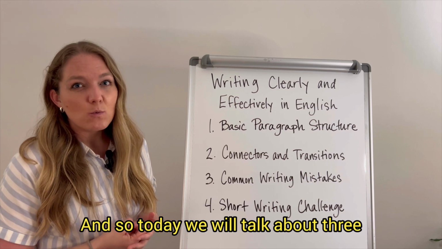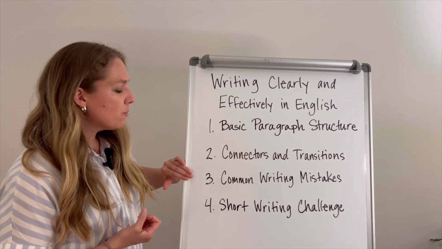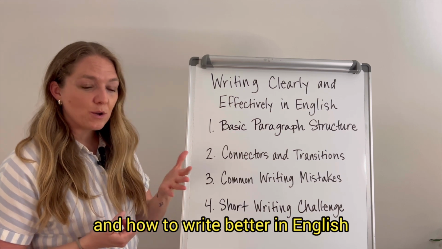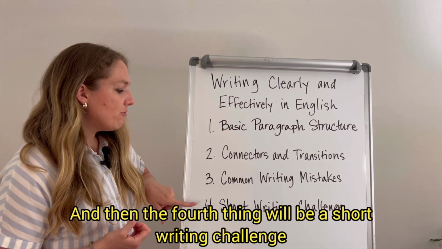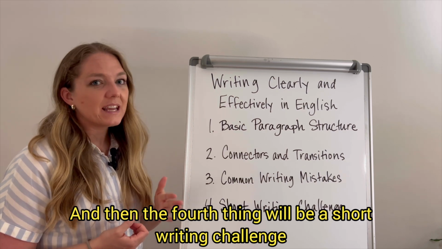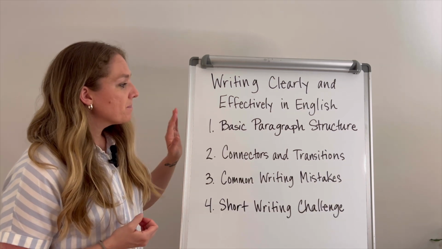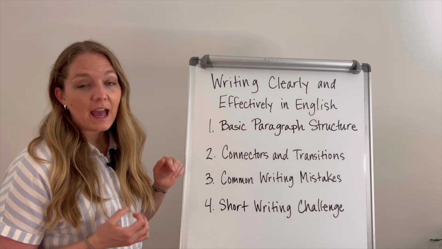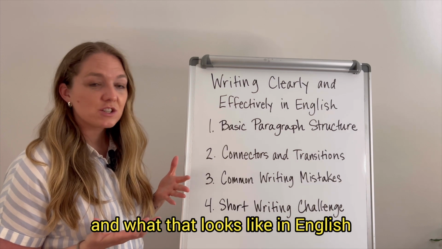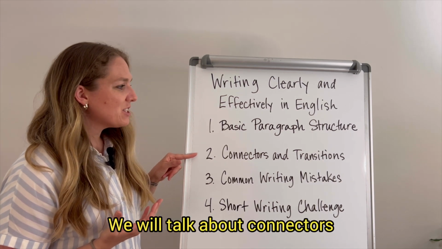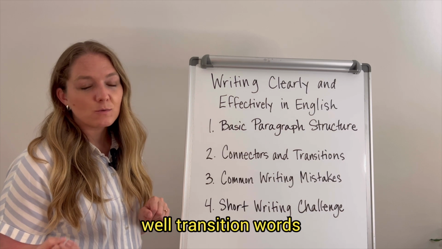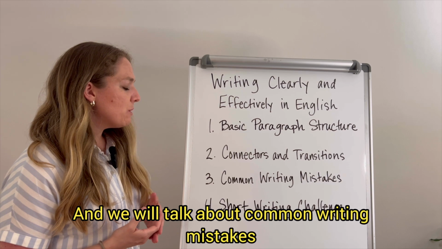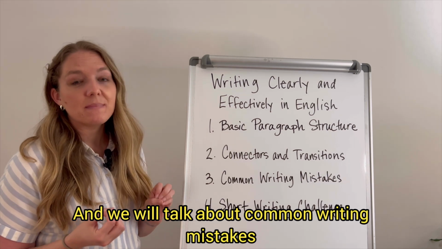And so today we will talk about three different things in writing and how to write better in English. And then the 4th thing will be a short writing challenge. So we will talk about writing basic paragraph structure and what that looks like in English. We will talk about connectors and transition phrases, well, transition words and transition phrases. And we will talk about common writing mistakes.